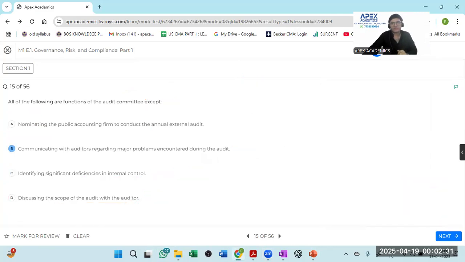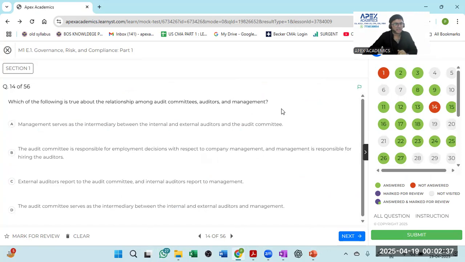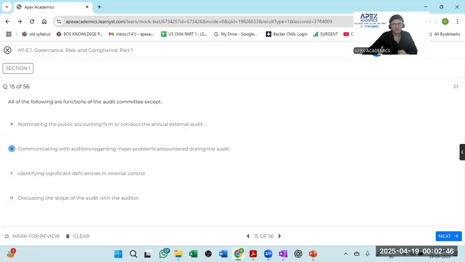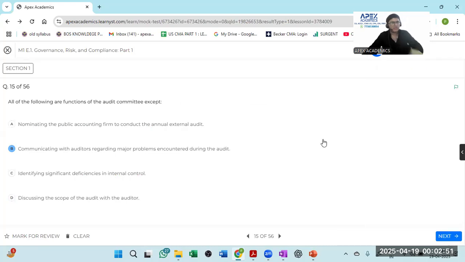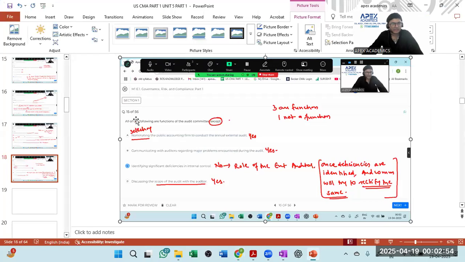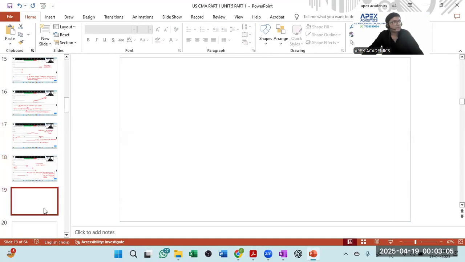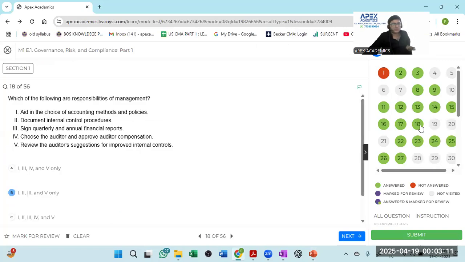So after question 15, what is the question we are looking at? In 14 we did not select relationship. So the audit committee serves as an intermediary. Okay, this got selected. Wait, I took a screenshot of this. It was 15, this is 15. It was 14, 15. It was not 18. Please don't confuse. Now 18 is solved.